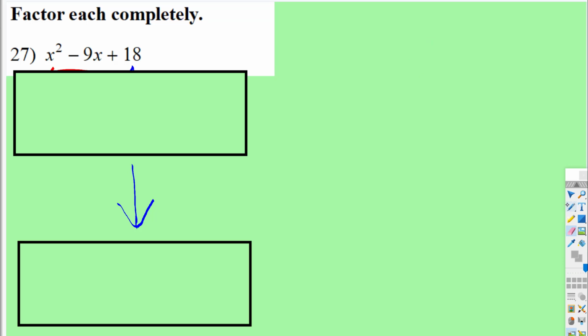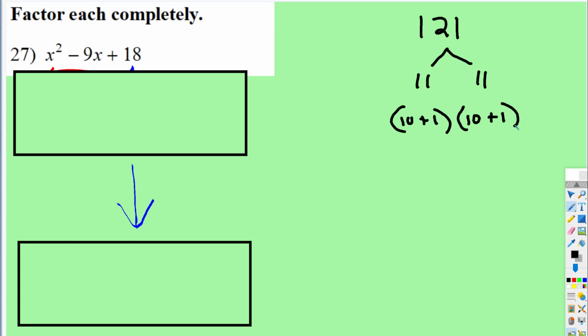If you have a 3-digit number, say 121, well, this one happens to be fairly easy. It's a perfect square. It's 11 times 11. Well, 11 is made up of 10 plus 1, 10 plus 1. And now look what you have. You have a binomial. Well, that's what's happening with a quadratic.